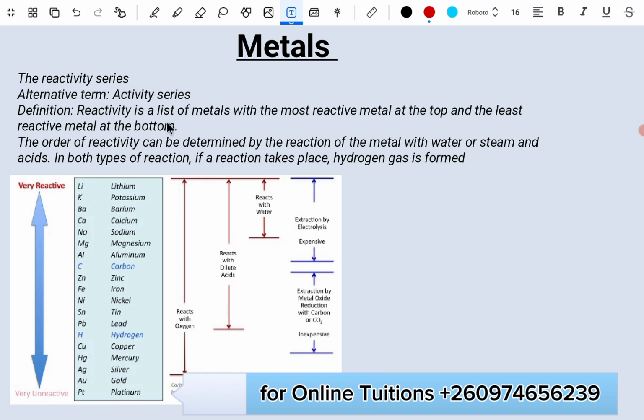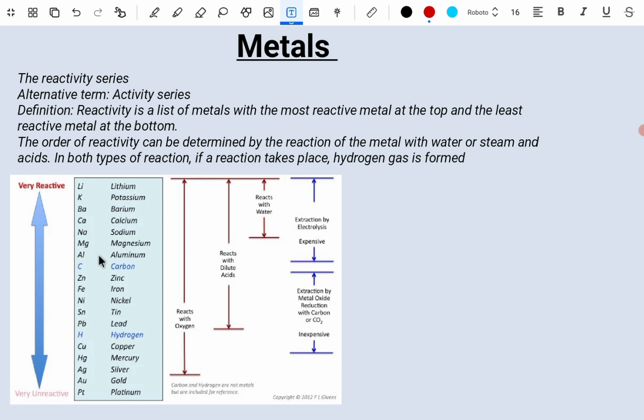It is a list of metals, with the most reactive metal at the top and the least reactive metal at the bottom. So as you can see here, we have these metals, starting with the ones that are very reactive to the ones that are less reactive. So now, how did they come up with this reactivity series?